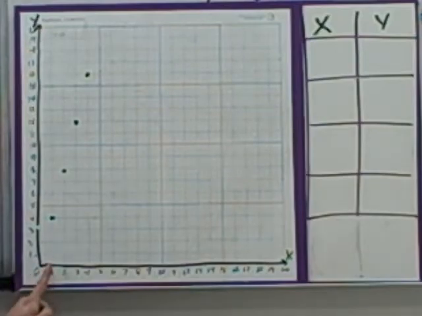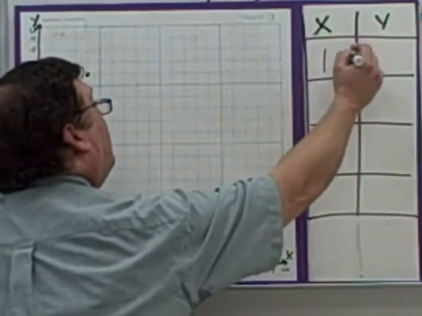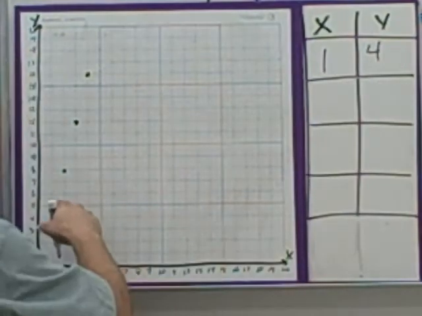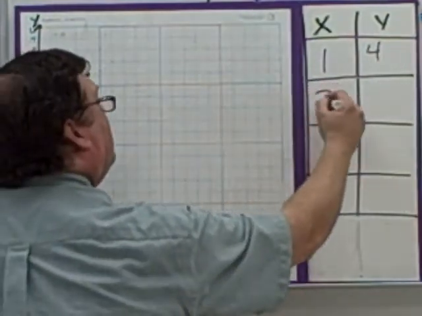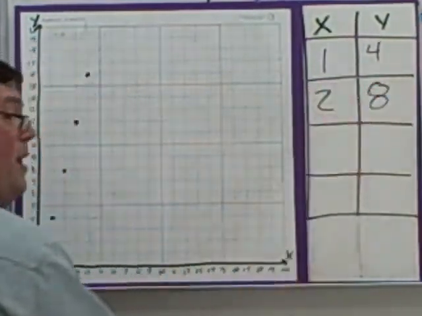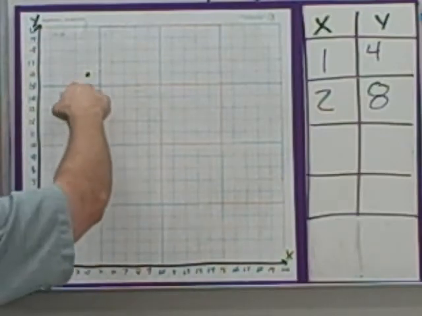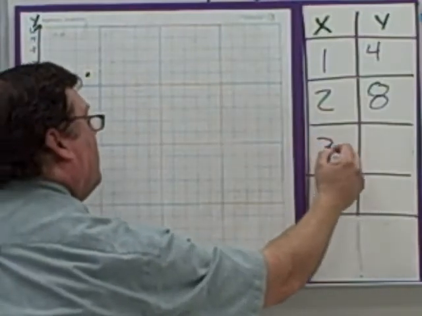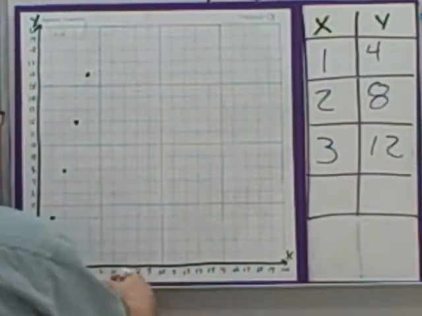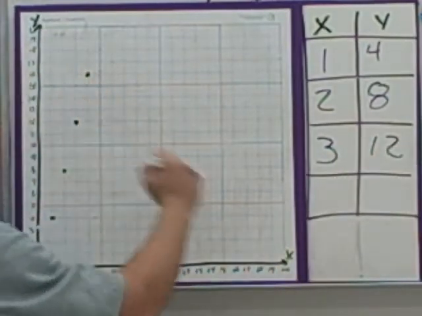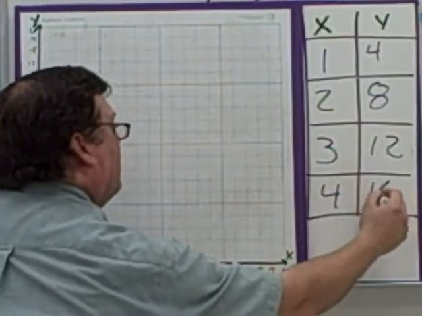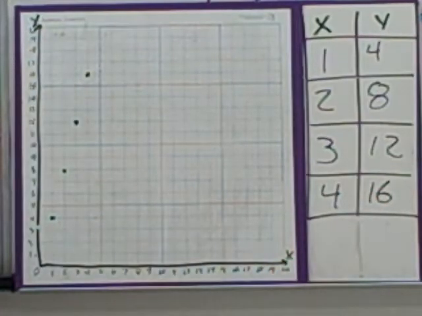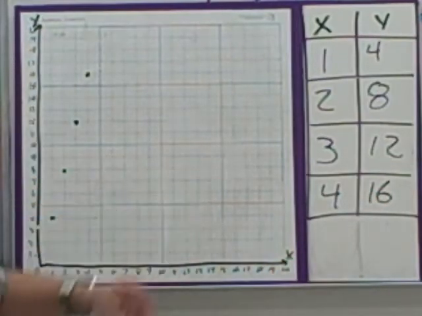First point is 1, 4. 1 for the x, 4 for the y. Next point is 2, 8. 2 for the x, 8 for the y. Next point is 3, 12. 3 for the x, 12 for the y. Next one is 4, 16. So I simply read the points and put them into a table.